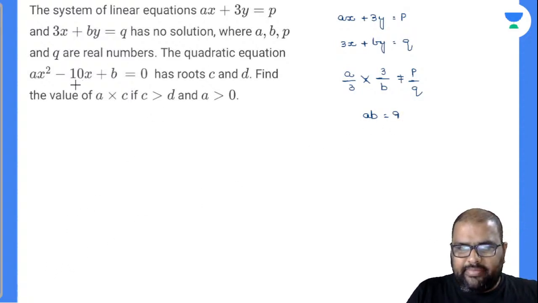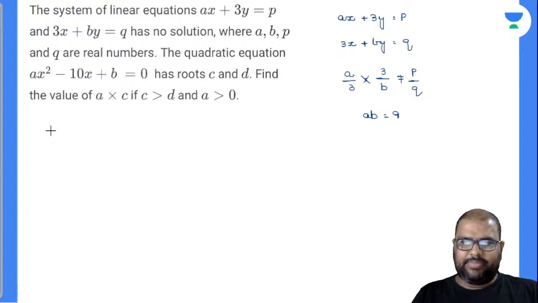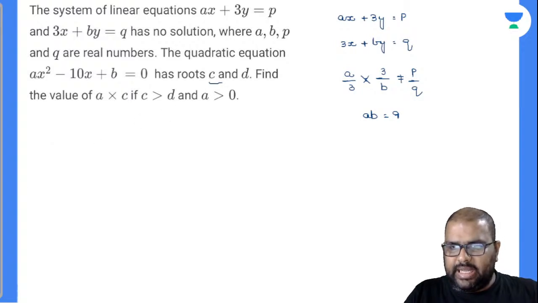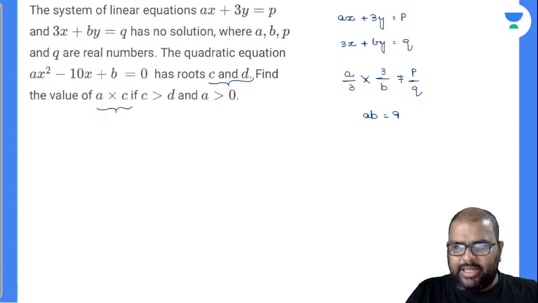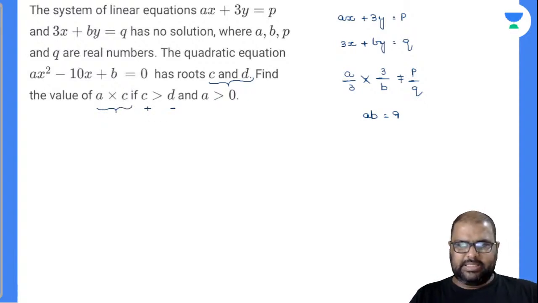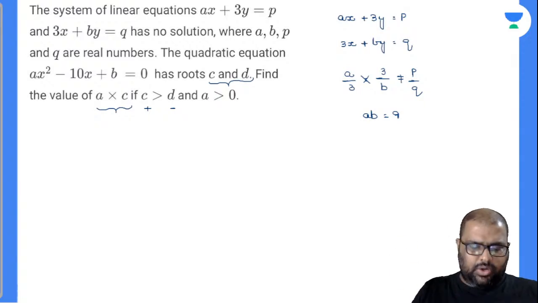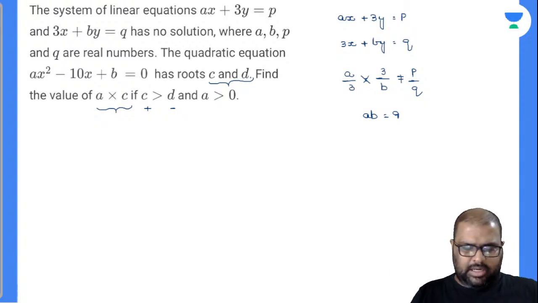The quadratic equation ax square minus 10x plus b is equal to 0 has roots c and d. Find the value of a into c. If c is greater than d, c must be the positive root, d must be the negative root, and a is greater than 0. Now, how to find the roots? You know how to find the roots with this formula, right?